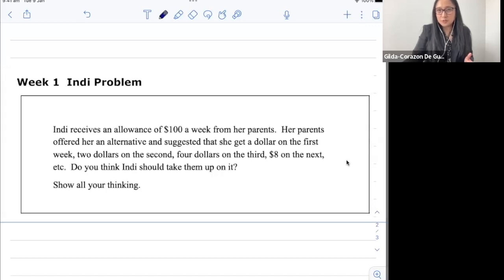Now, you want to show all your working. You want to maybe list down things, and what pattern would you be able to figure out so that you'd know whether or not Indy should remain with a $100 a week allowance, or that she takes that offer from her parents. Okay, so good luck.